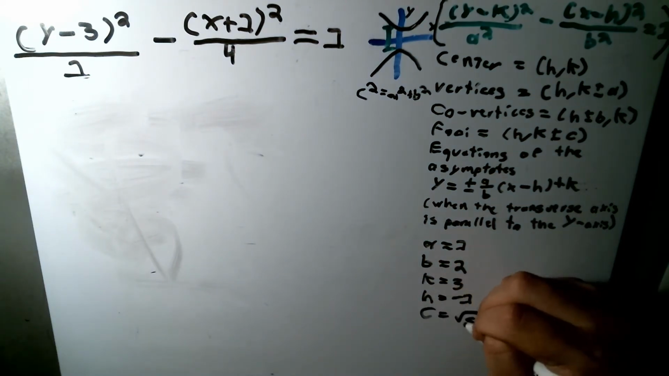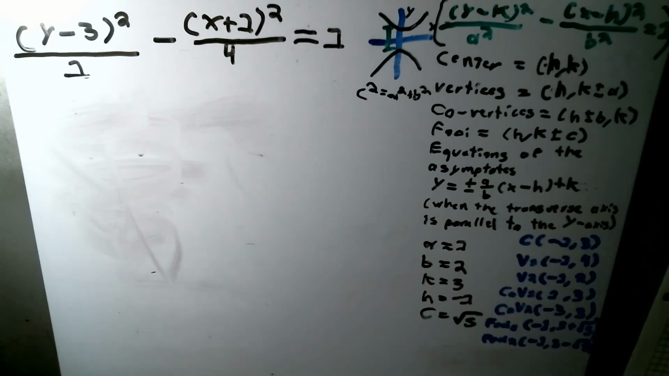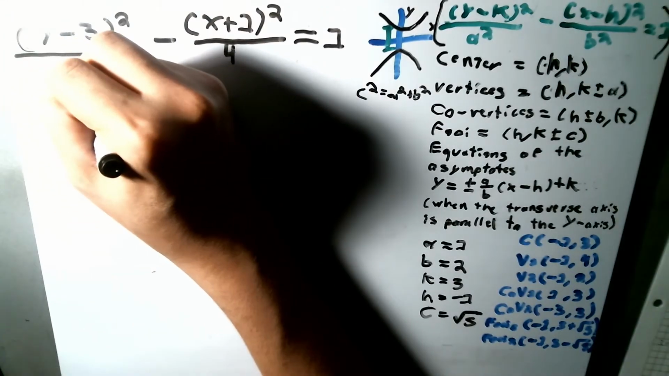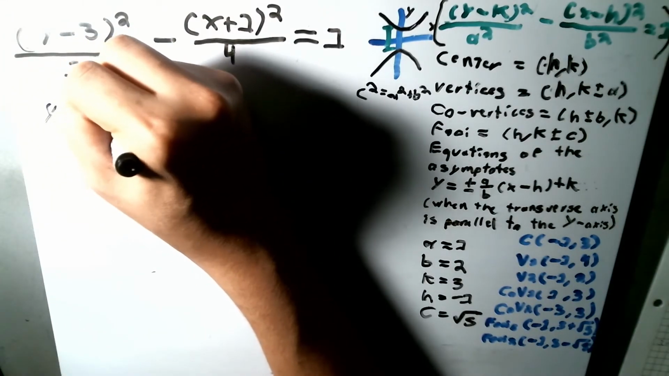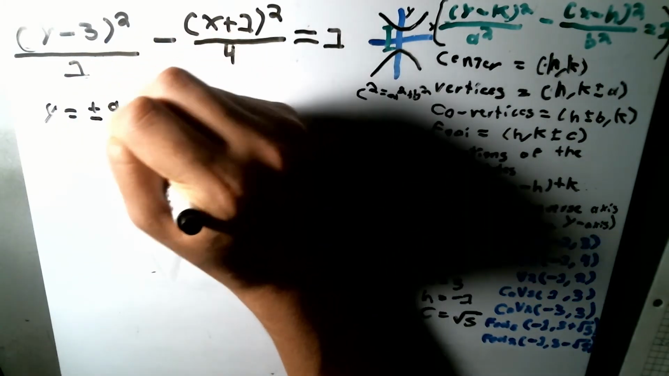So yeah, c equals root of 5. Because it will take too long, and I believe it is already 9 minutes, I already calculated the values of the coordinates. The only thing that is left to calculate is the equation of the asymptotes, which is what we're going to do right now. So y equals plus minus a over b multiplied by x minus h, plus k.